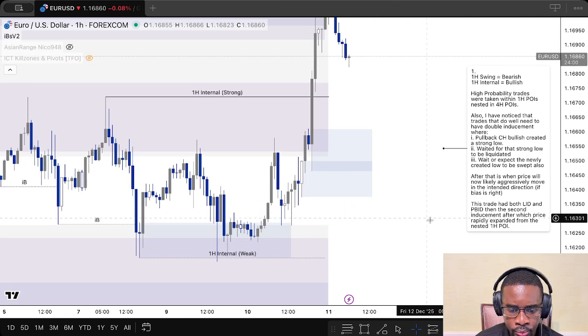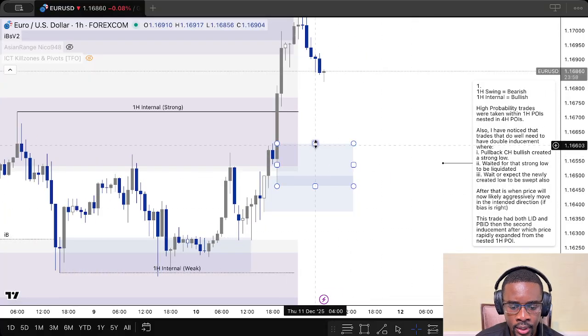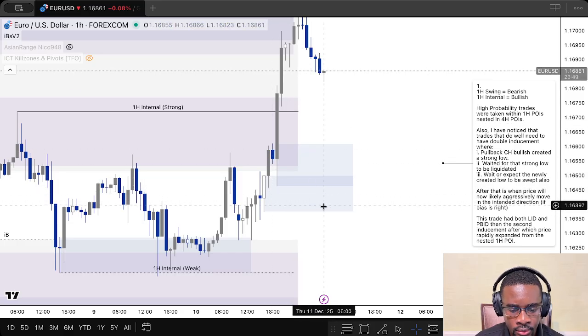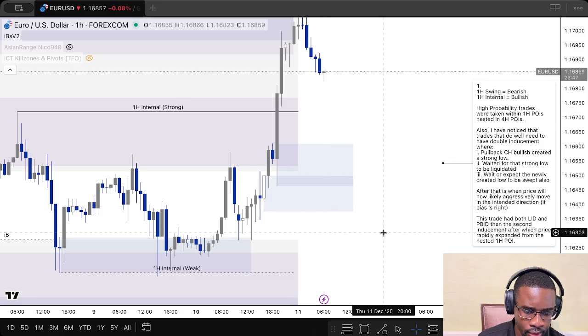So well and truly, we are only waiting for price to mitigate this area to then continue bullish, or to drop deeper and sweep this low and go deeper into this area and then continue bullish.